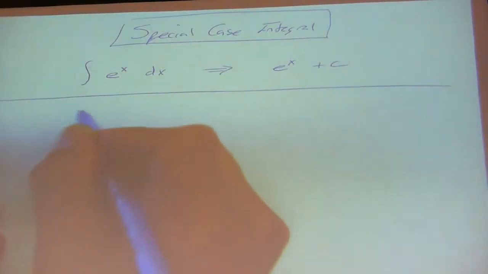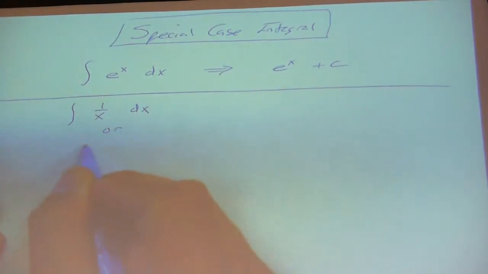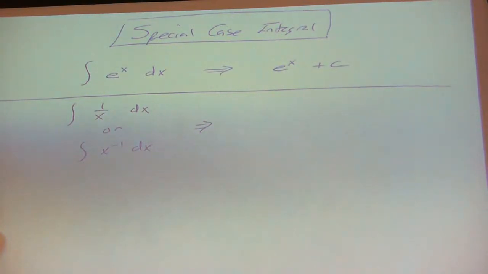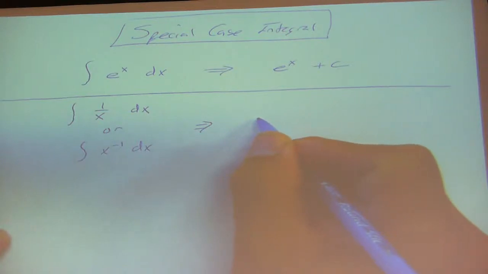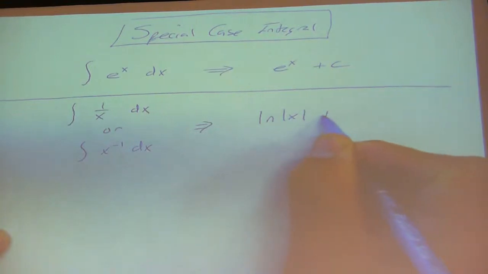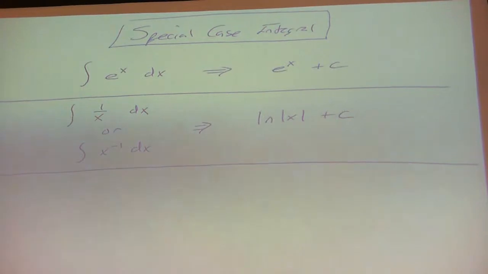Okay? The other special case one we've used is when you're taking the integral of 1 over x dx, or it could be written as the integral of x to the negative 1 dx. We said that's a special case because if you try to add 1 and divide by it, you get 0. So what's the integral of 1 over x dx or the integral of x to the negative 1 dx? That one is ln absolute value of x. Don't forget your plus c. Okay? So those are the ones we already know.